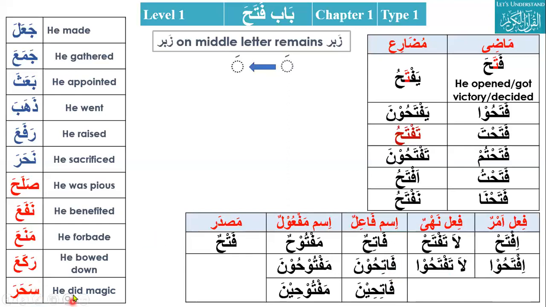Next word is sahara. Sahara means he did magic. Sahara, saharu, saharta, sahartum, sahartu, saharna, yashharu, yashharuna, tashharu, tashharuna, ashharu, nashharu, ishar, la tashhar, isharu, la tashharu, sahir, sahirun, sahirin, mashur, mashurun, mashurin, sahr. So what is sahir? Sahir is the one who does magic. Sahirun, sahirin, those who do magic. Saharna, we did magic. Ishar, do magic.